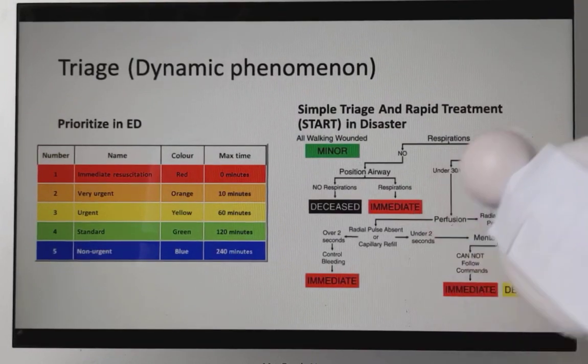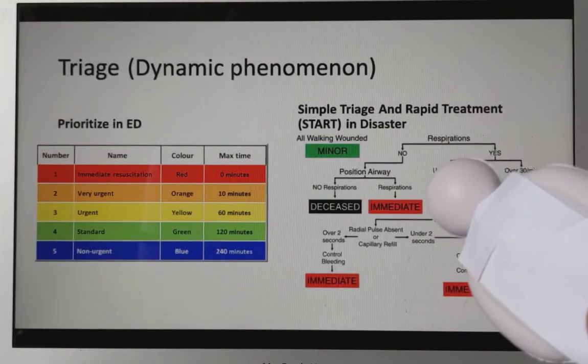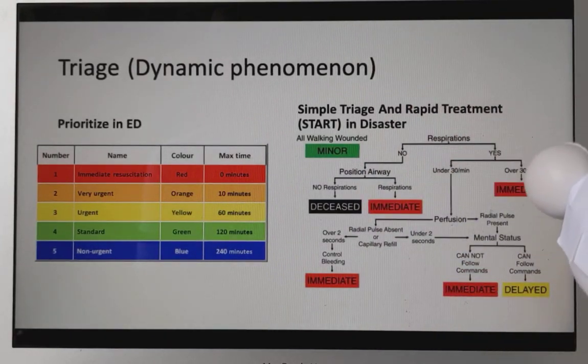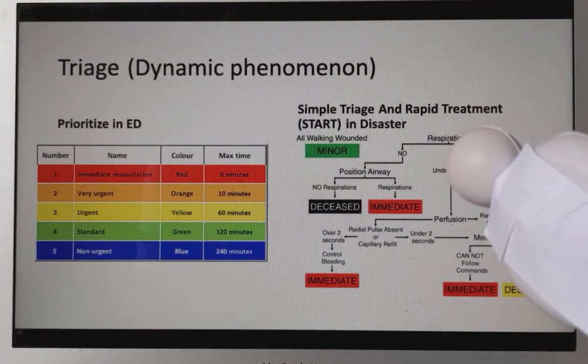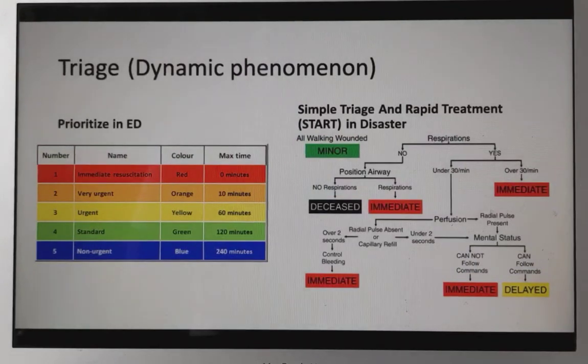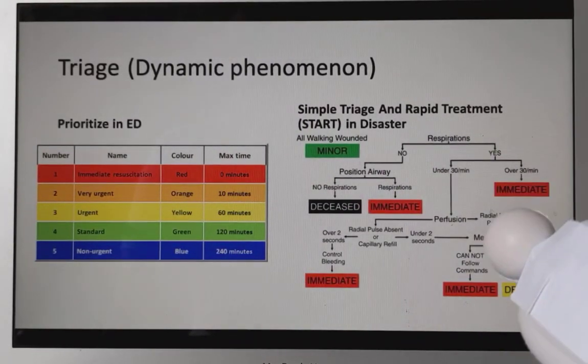You call them as they are considered as dead, but understand this is a situation only in a disaster situation where you don't have many resources. If they start breathing once you position their airway, consider them as immediate. Now suppose they were already breathing, but if their breathing was very fast, over 30 per minute, that means a problem, mark them as immediate.